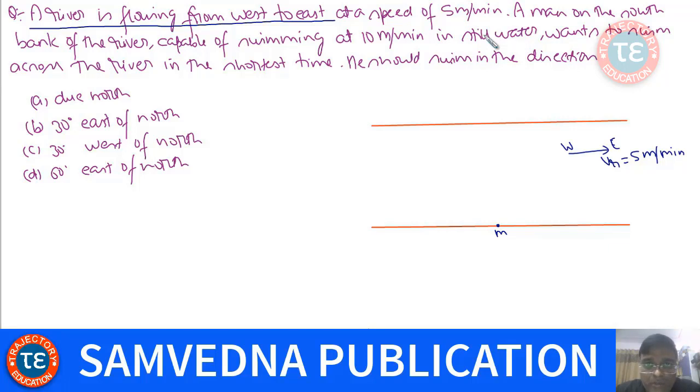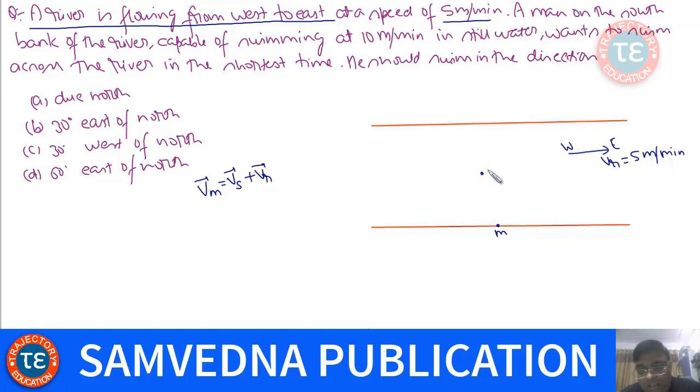So again, when the man swims, he can swim at 10 meter per minute. But his net velocity will be 10 meter per minute plus the velocity of the stream which he is going to inherit. Everything in the river is going to inherit the velocity of the river. So the net velocity of the man would be the velocity of the man in still water, let's call it Vs, plus the velocity of the river. And the velocity of the river is fixed. This is 5 meter per minute.